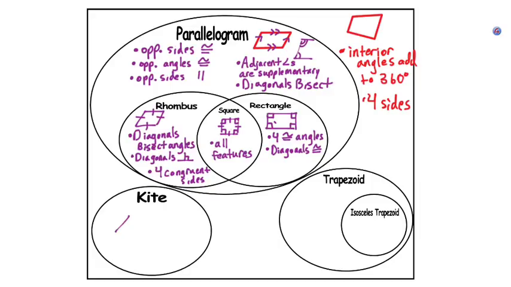So a kite is going to have this property of having 1 pair of bisected angles and 2 pairs of adjacent congruent sides.